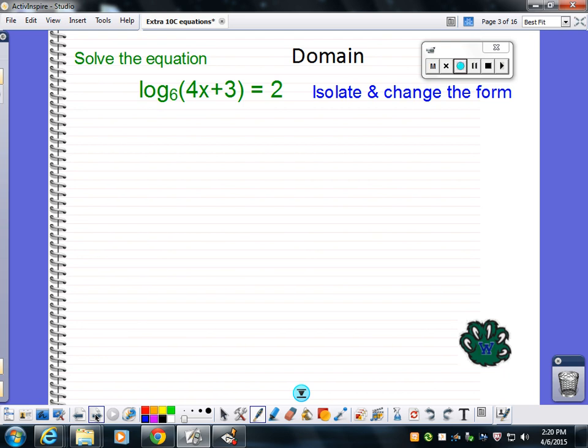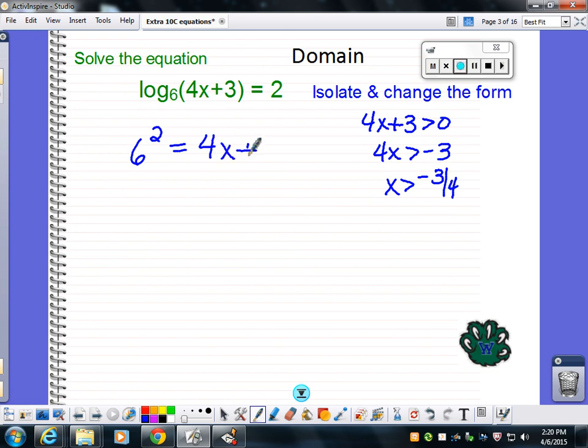So I wanted to find my domain first. So that means that 4x plus 3 has to be greater than 0. So solve for x here. So x is going to have to be greater than negative 3/4. Alright, log equation. So I want to isolate the log expression and then change the form. Alright, so it's already isolated, so all I need to do is change the form. So 6 to the second power is equal to 4x plus 3.